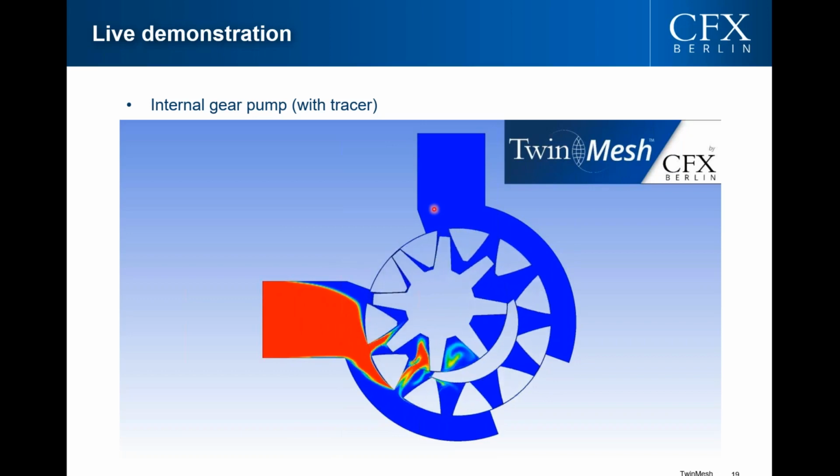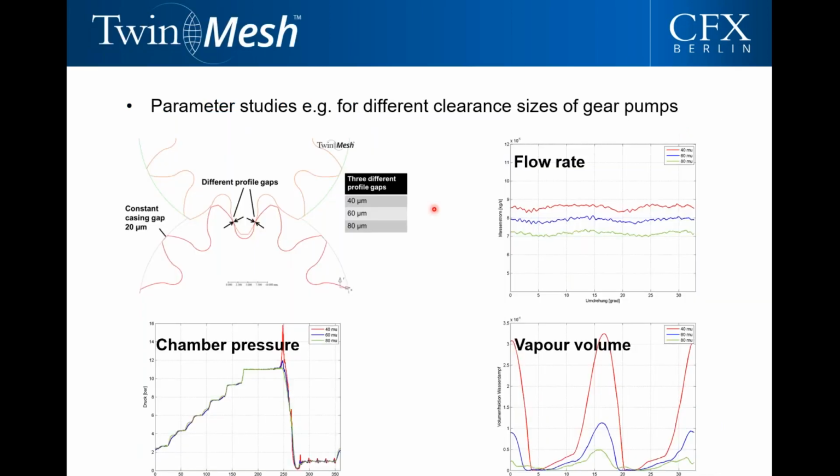So now we saw a lot of animations, but of course we can go more into detail. We can do a distinct analysis of desired flow quantities. For example, here this was a gap study where we changed the clearance sizes. So we have 3 different sizes from 40 micron to 80 micron. And for all those cases, we ran the simulation, and we had a look at the flow rate, the chamber pressure, and vapor volume. So there is cavitation involved.